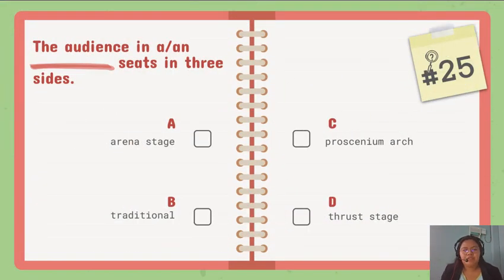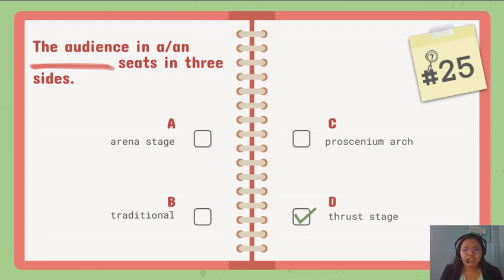Number 25. The audience in A or an blank stage sits on three sides. Letter A, arena stage. B, traditional stage. C, proscenium arc. Or D, thrust stage. The correct answer is letter D, thrust stage.